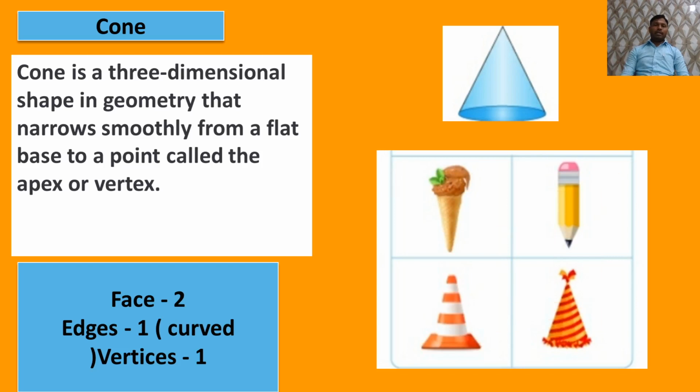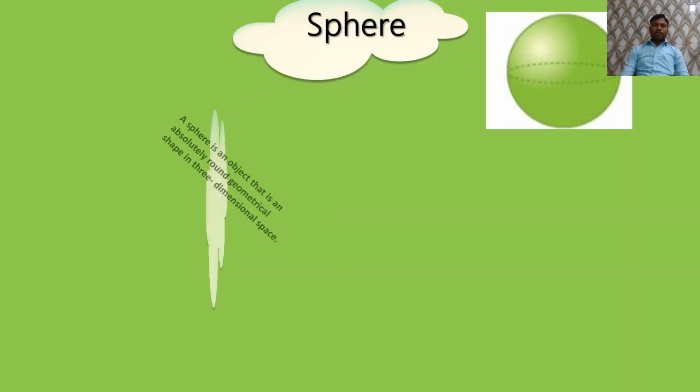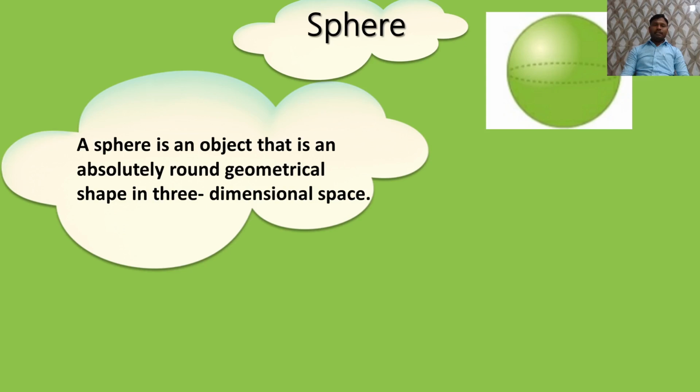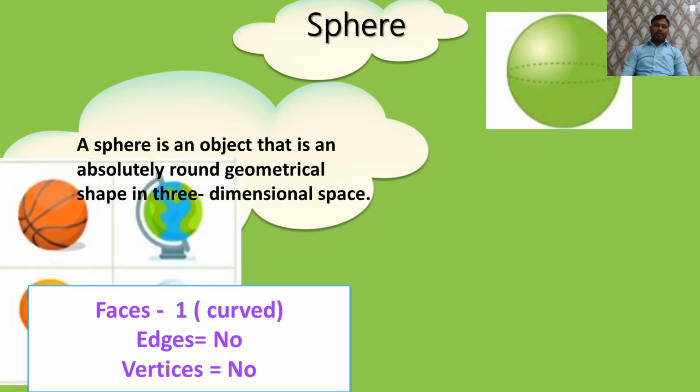Examples of cones are ice cream, birthday caps, etc. These are some examples of cone. Now, sphere. What is a sphere? A sphere is an object that is an absolutely round geometrical shape in three-dimensional space. Now, a sphere has one face and there is no edge and vertex in sphere.